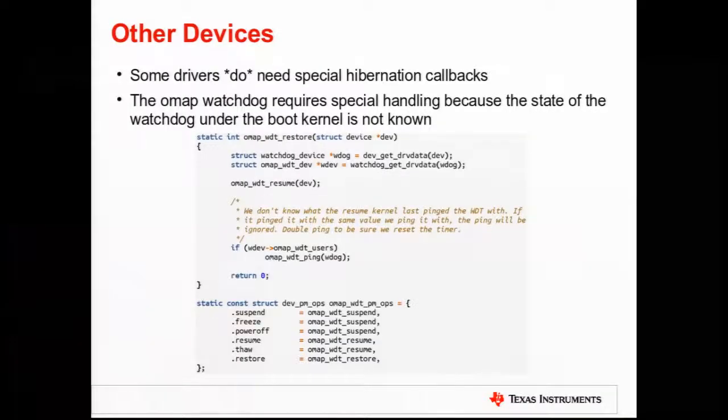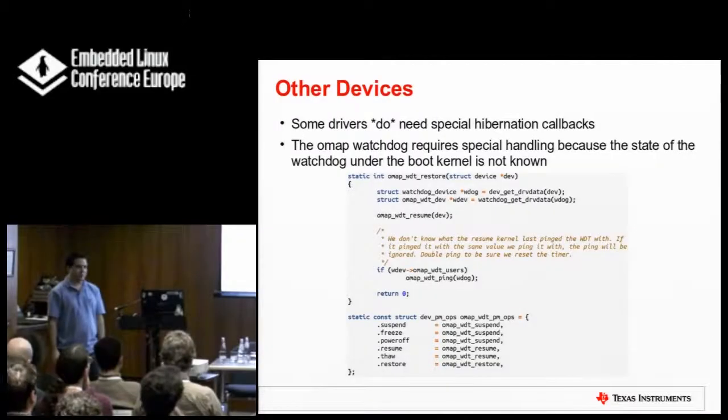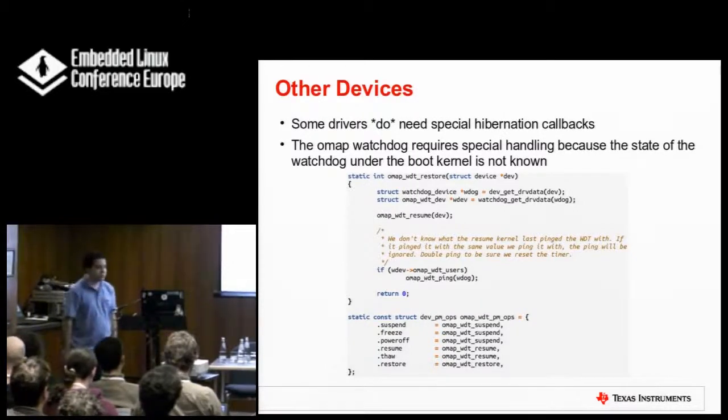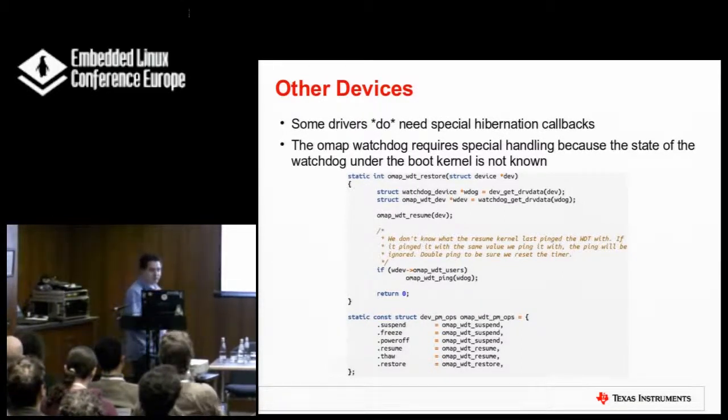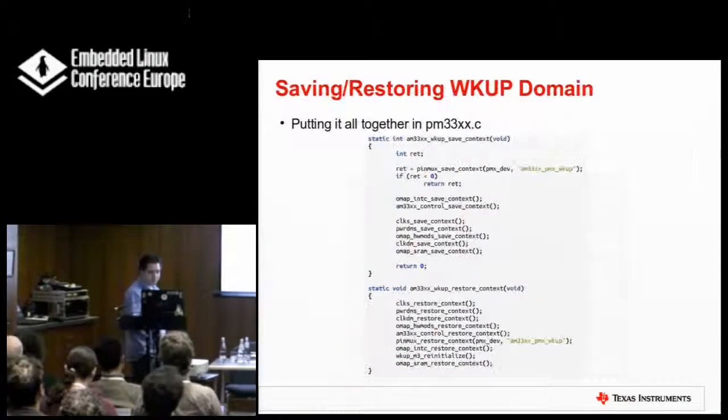And then there's also hardware that really doesn't expect to do what you're doing. The watchdog is one of those. If the kernel that's restoring your image had the watchdog running, then the kernel that starts running needs to be able to handle that properly. So the restore function for hibernation that's called after we restore our image can do something special. And in this case, we just double ping the watchdog to make sure that we don't wait around until the next ping time is scheduled.